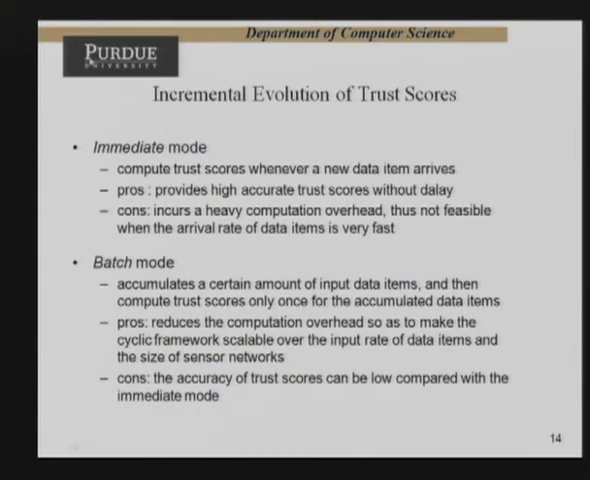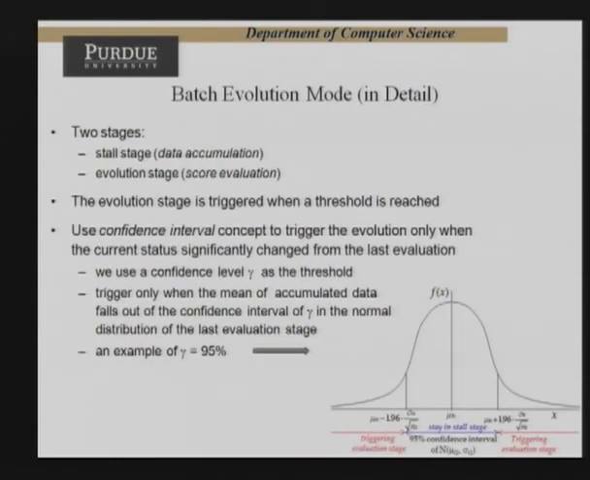The important thing is when we calculate the trust scores in batch mode: per 1 hour or 1 day, or per 100 data items or per 1,000 data items. Actually, it is not a good choice, since a static time period or static number of data items does not mean anything about the current status of the sensor network. So we use a smart method for this one.